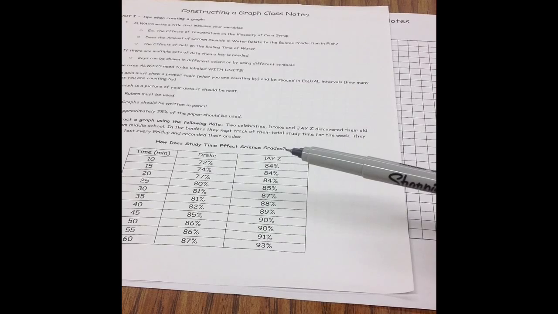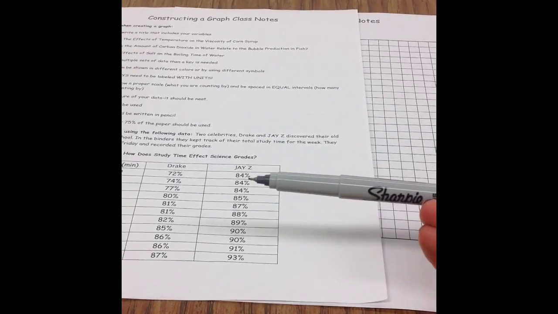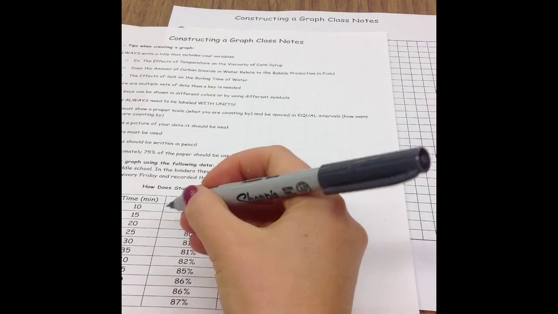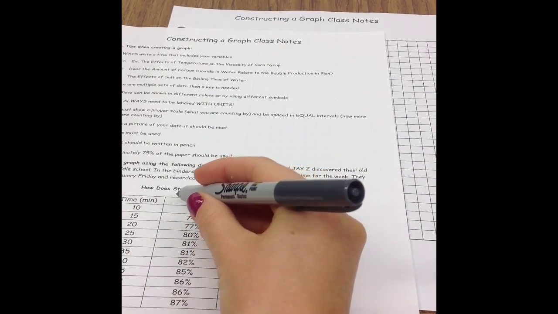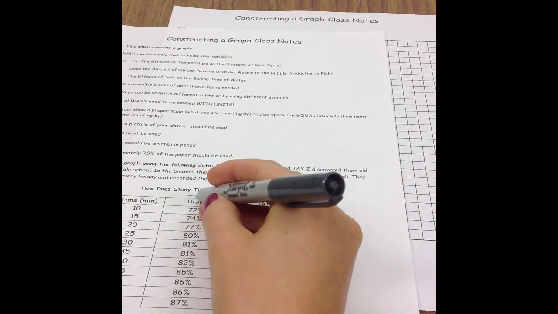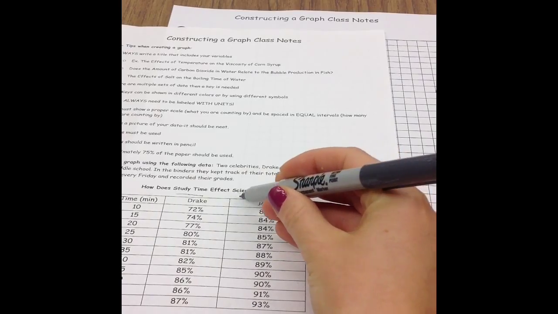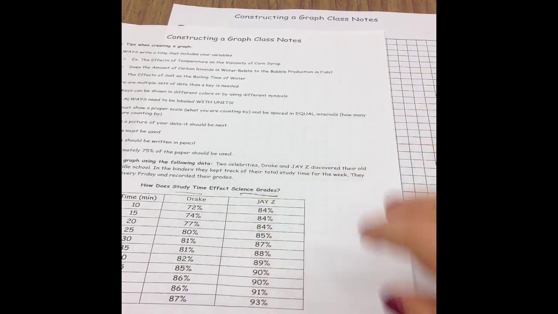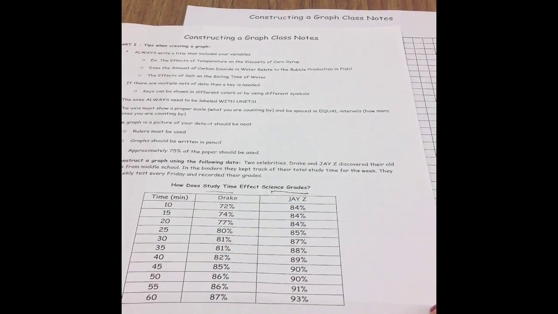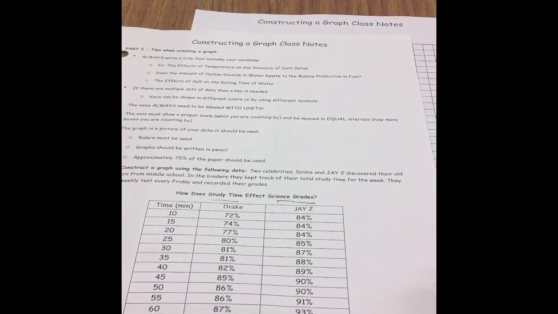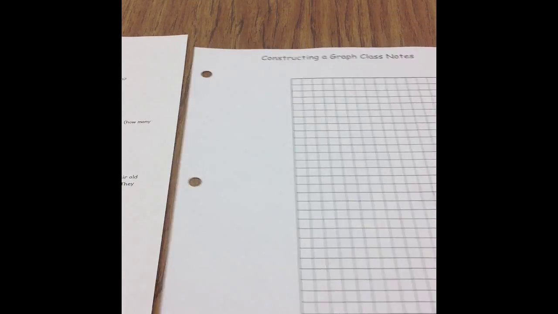Now, how do you get the title? When you're looking for a specific title, you want to first identify your variables. So looking at my set of data, you can see that we're looking at how study time affects one's science grades. So ask yourself for a second, what is my MV and what is my RV? Hopefully you've got that identified.